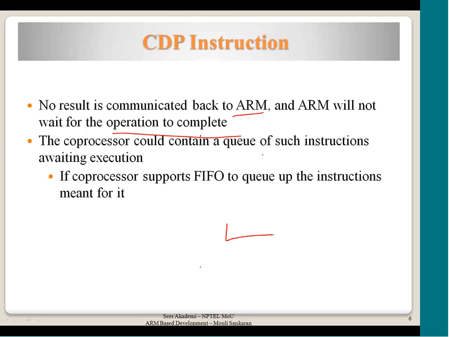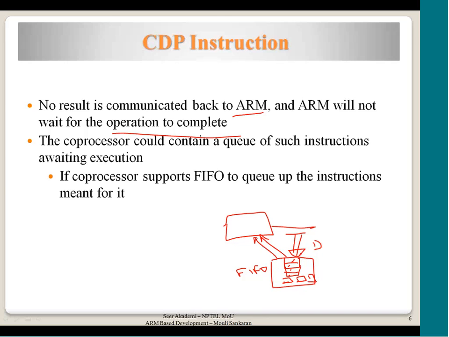So suppose ARM is here, a coprocessor is here, and it has confirmed back saying that okay, I am taking this instruction. Now it may not have to execute it immediately, because it may maintain a FIFO of instructions. Whatever instructions it is reading from the data bus, it may keep in the FIFO, and then it will execute them internally. That is also quite possible.